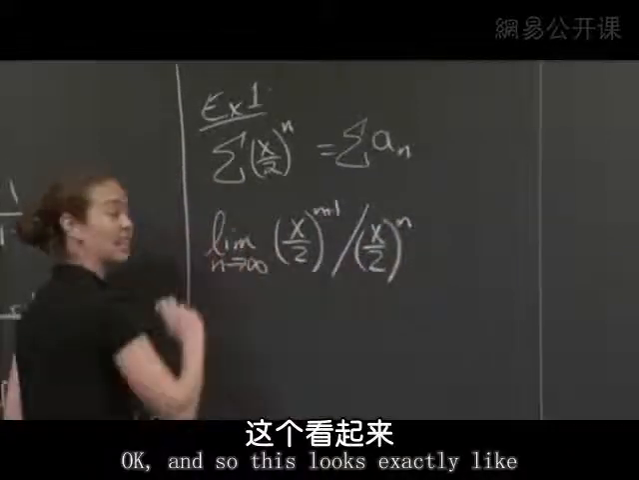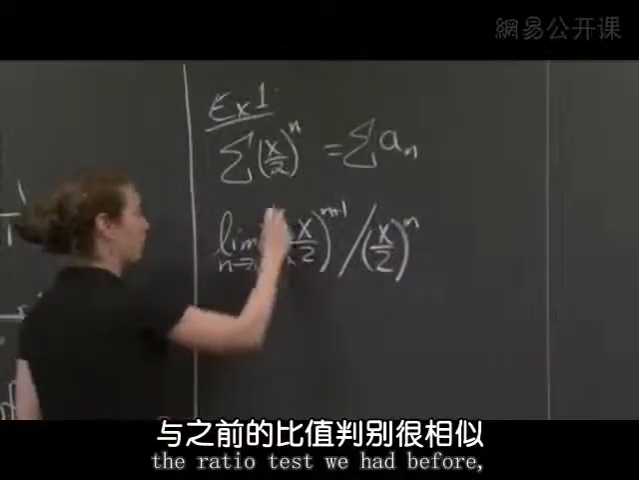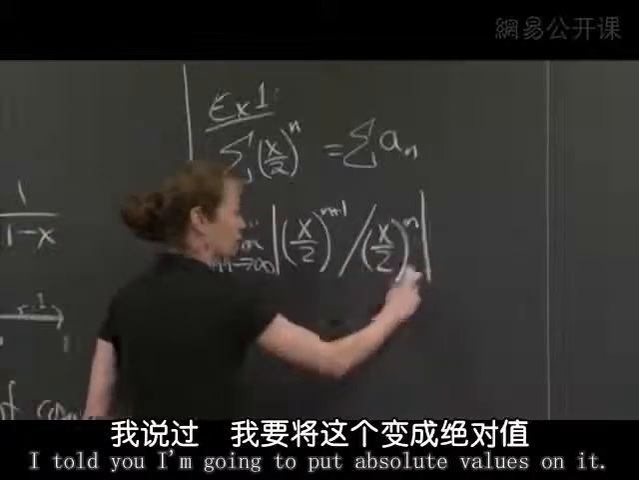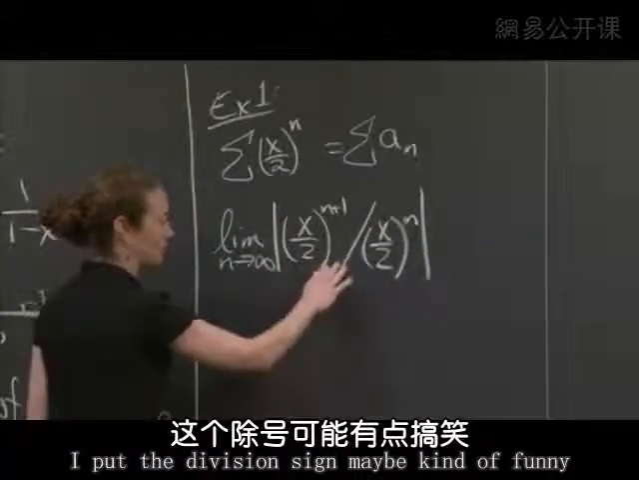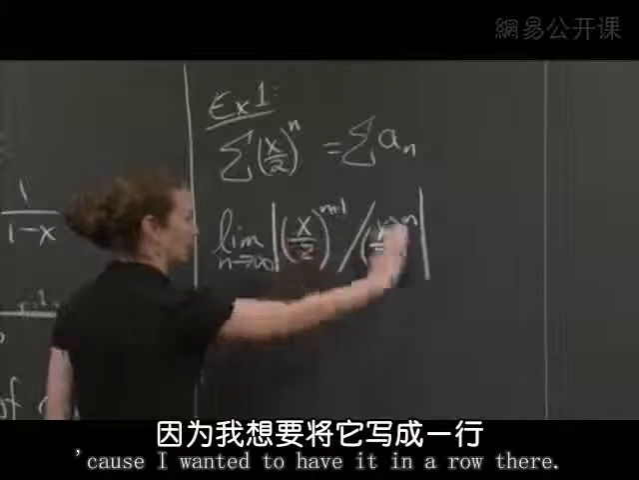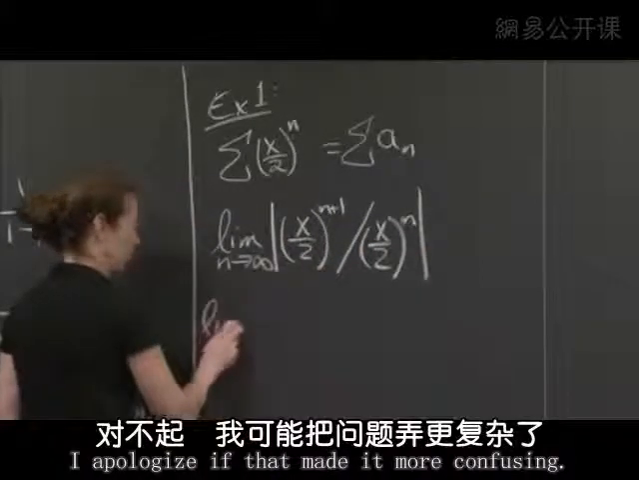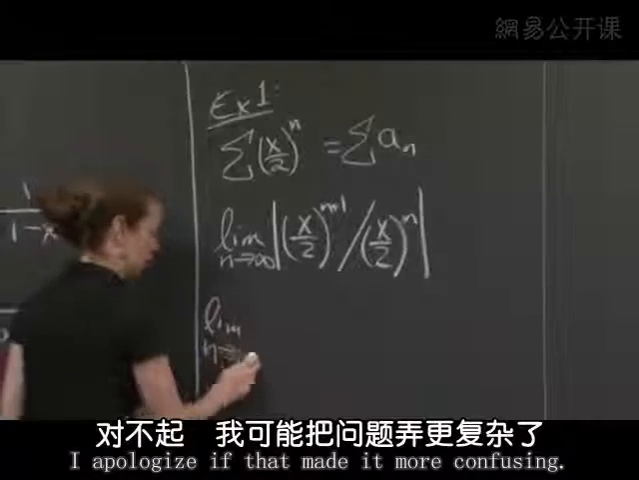And so this looks exactly like the ratio test we had before. I told you I'm going to put absolute values on it. And so let me simplify this. I put the division sign maybe kind of funny because I wanted to have it in a row there. I apologize if that made it more confusing.